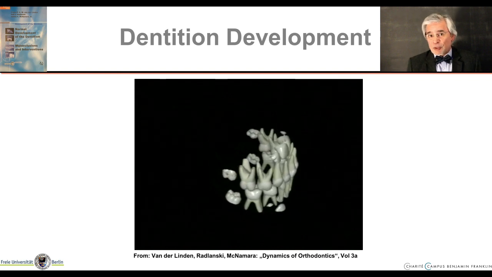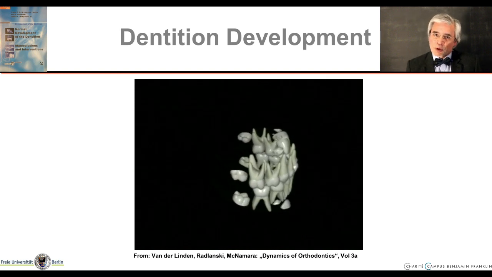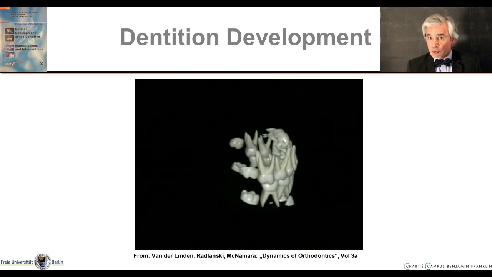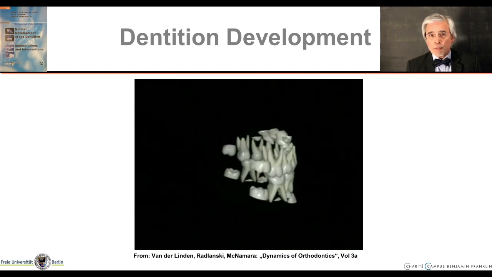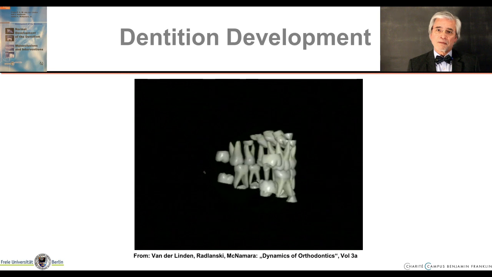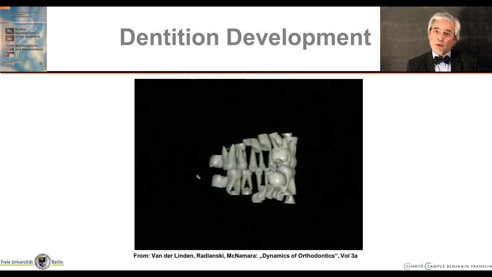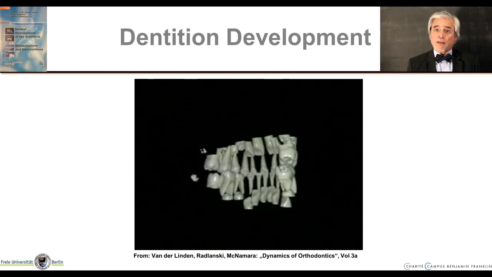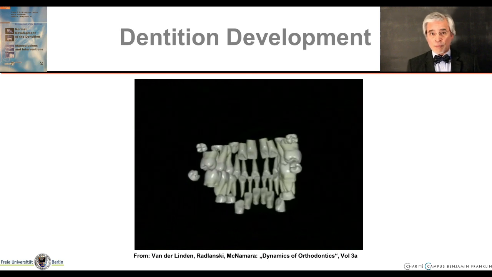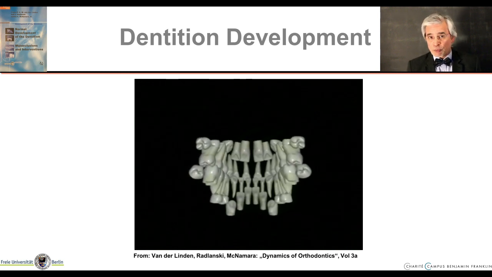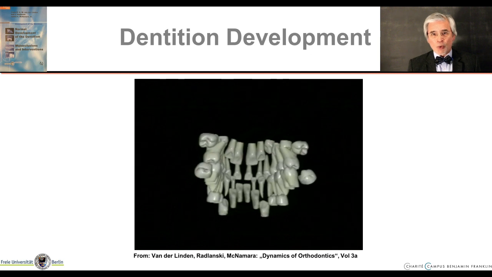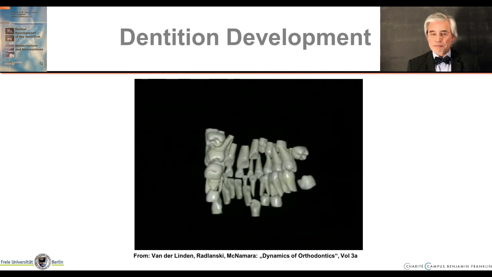And as soon as the primary dentition is completely formed at the age of 3, its roots are already being resorbed again. And you can now also see the space needed for the permanent incisors to erupt as compared to the size of the primary incisors. And that is why they are moving apart.